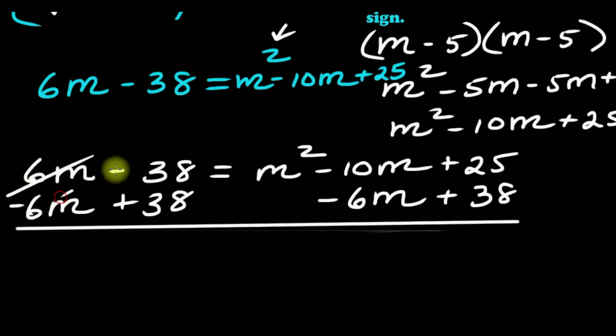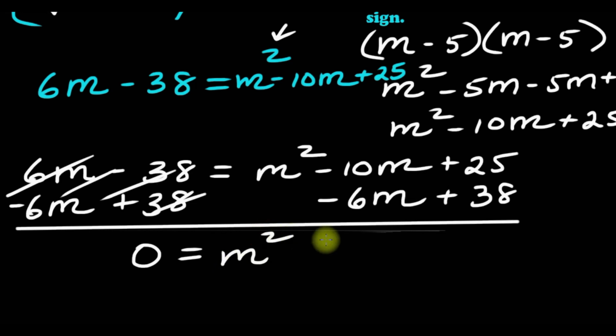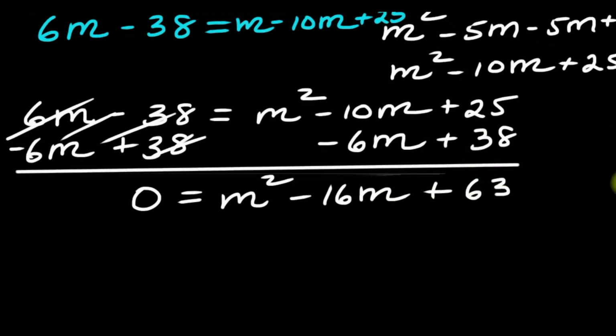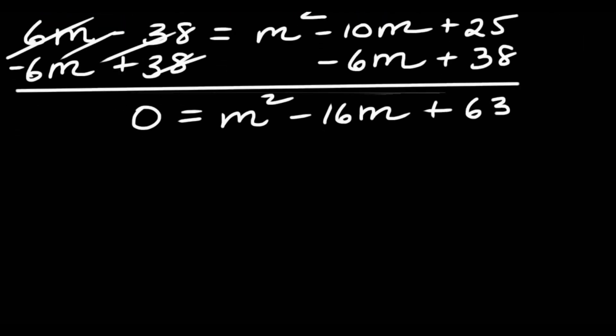Okay, so this is going to be 0. Then here you have m squared minus 16m plus 63. Okay, so that is setting it equal to 0. So now we're going to try to factor this trinomial.